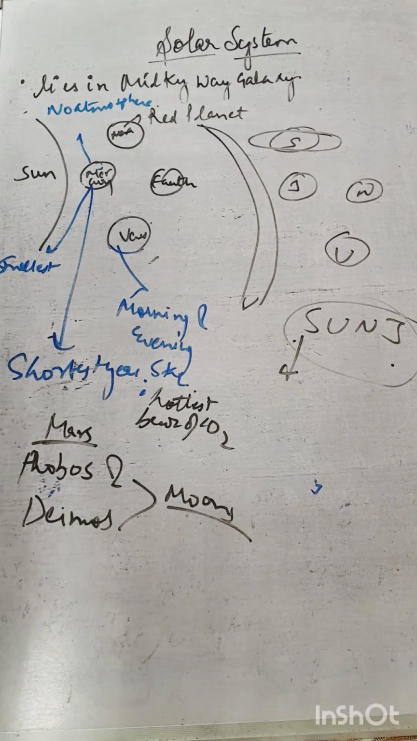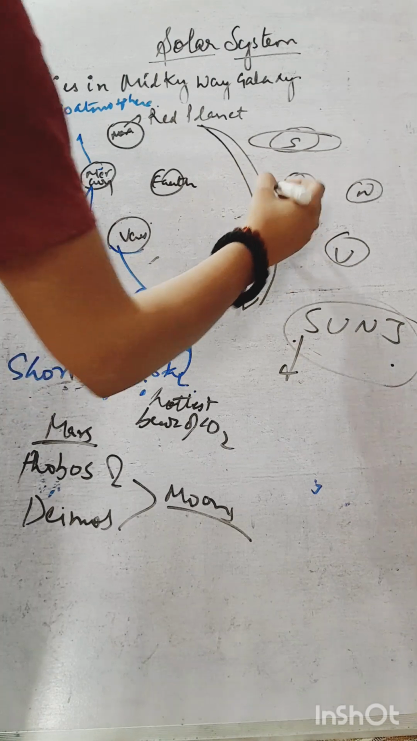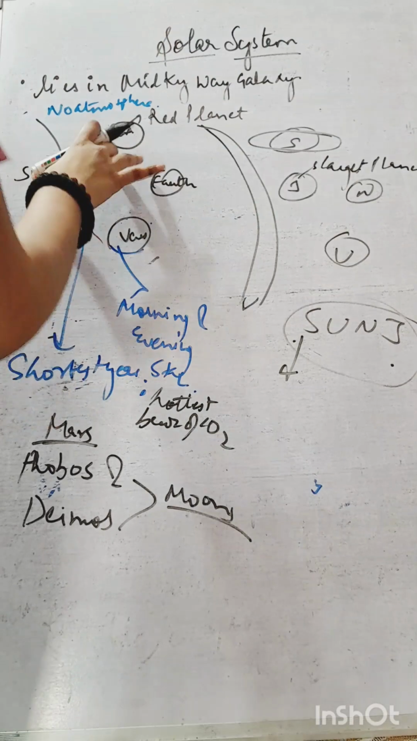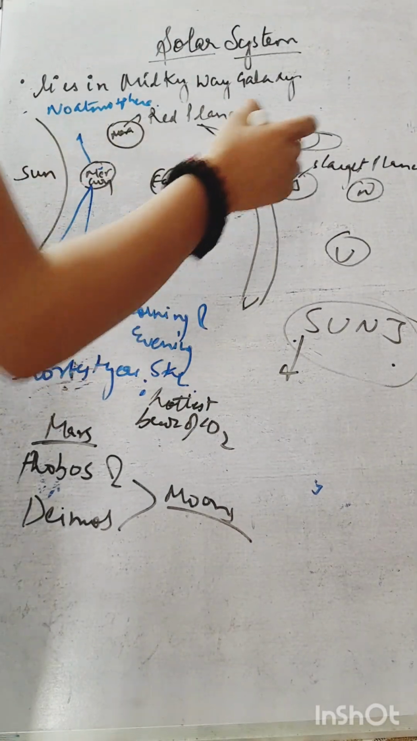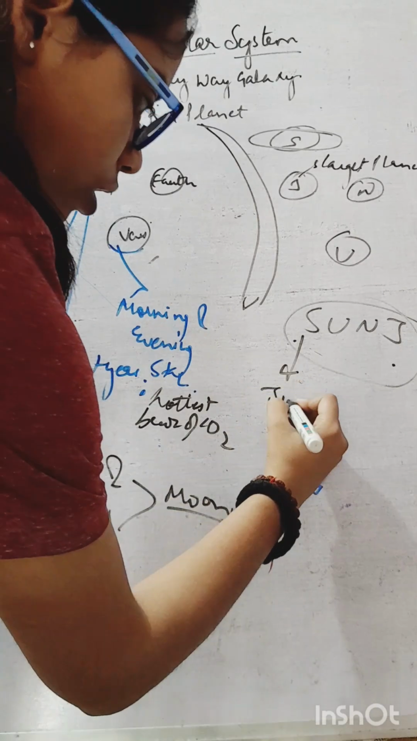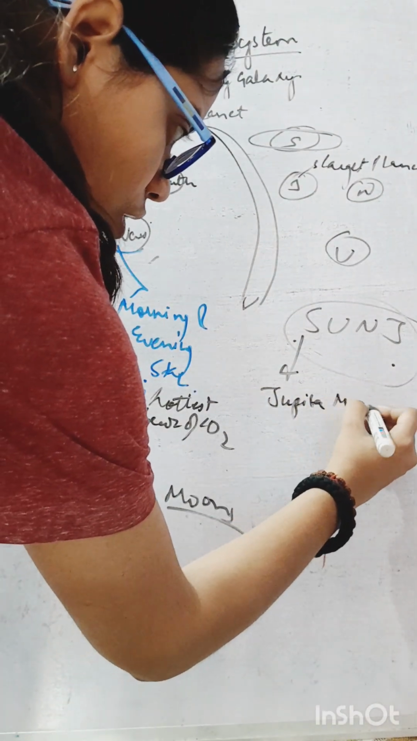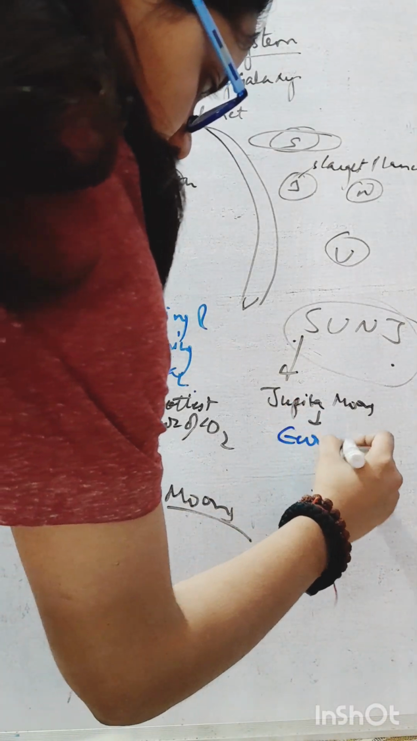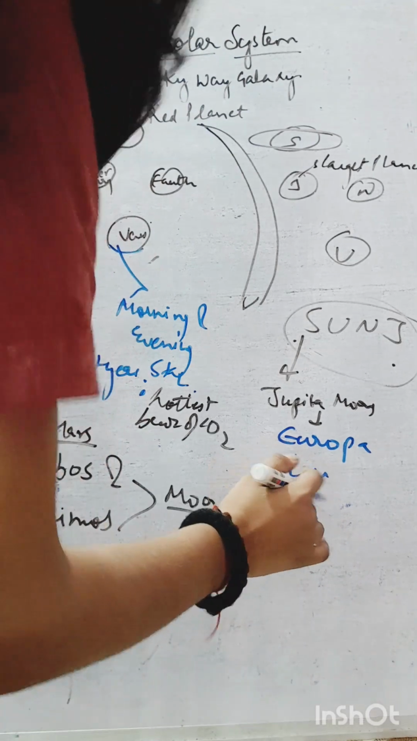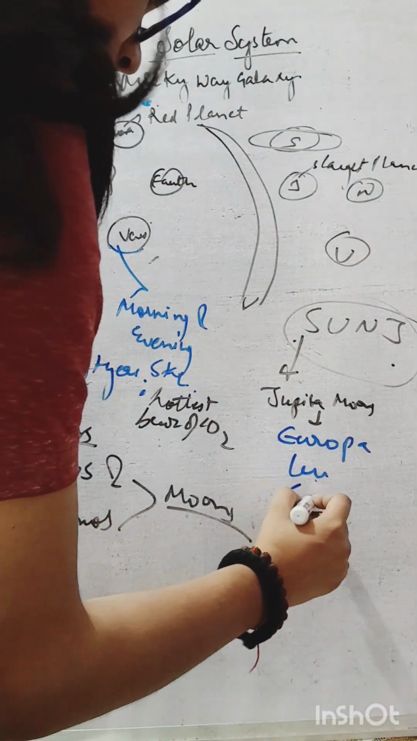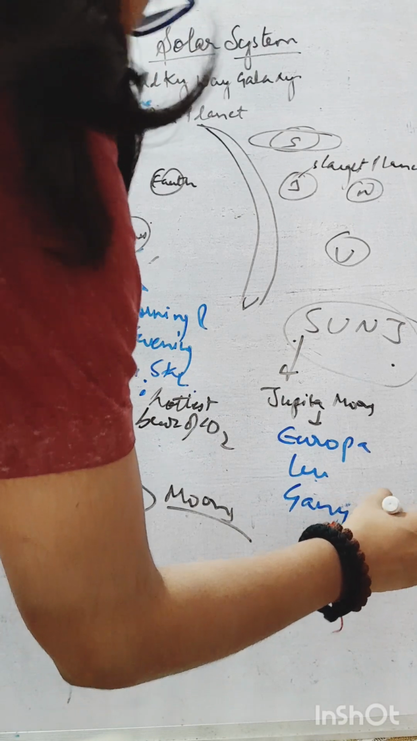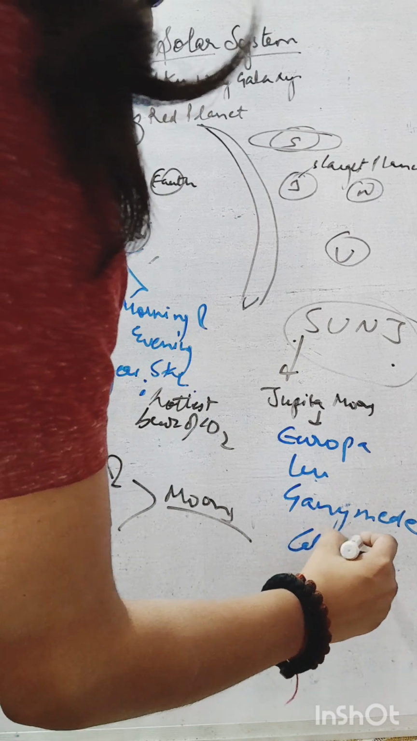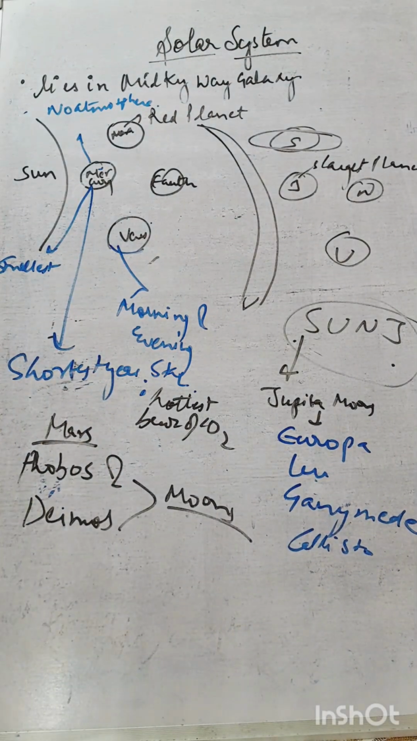So you got these. Talking about Jupiter, this is the largest planet, and the smallest planet is Mercury. Its satellites or moons, some famous ones are Europa, Ganymede, and last is Callisto. Okay.